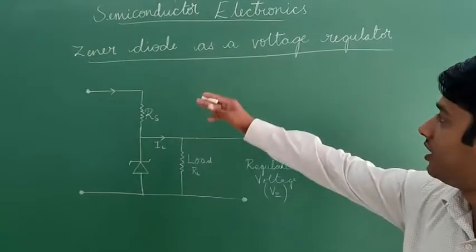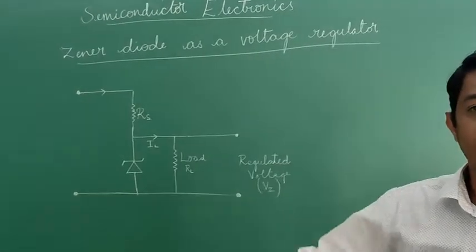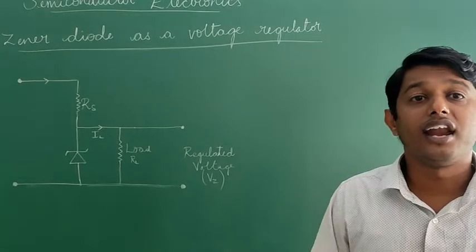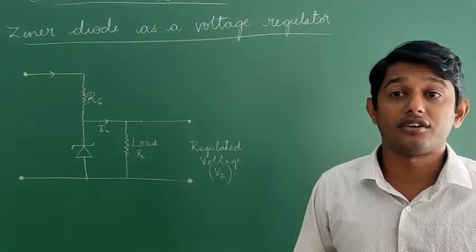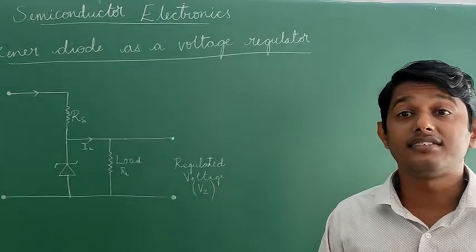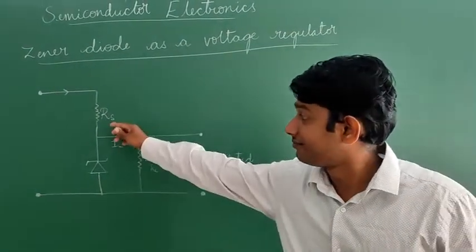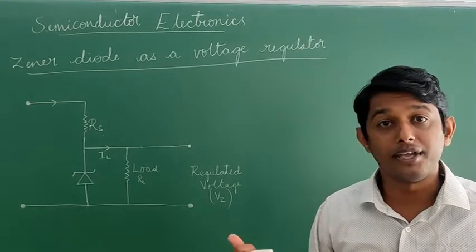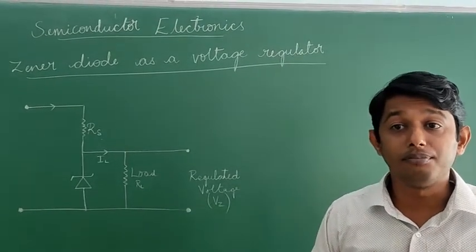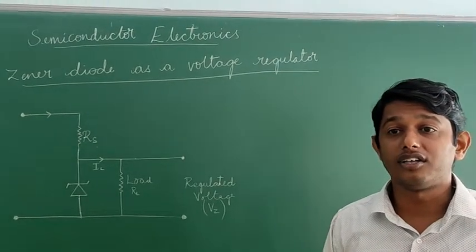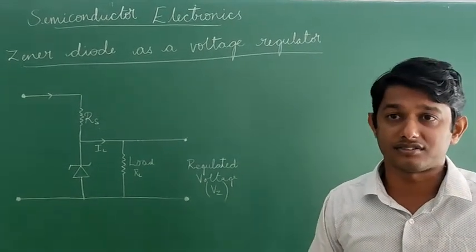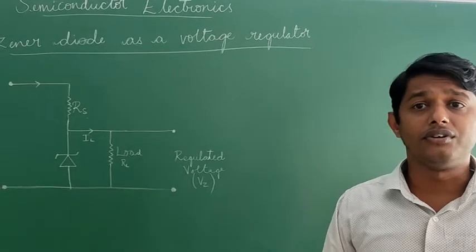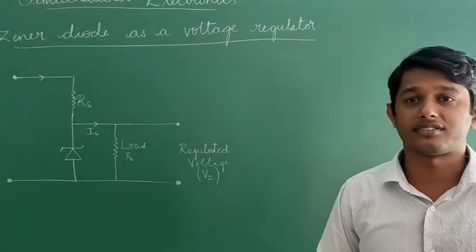The next topic is Zener Diode as a voltage regulator. This is the circuit of the Zener Diode. The unregulated DC voltage is connected to the Zener Diode through the series resistance RS, such that the Zener Diode is reverse biased. If the input voltage increases, the current through RS and the Zener Diode also increases.